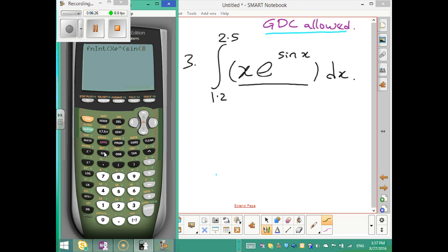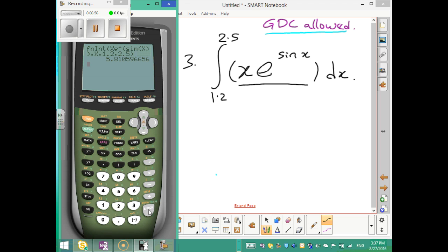So sine x, bracket, and then with a comma, with respect to x, so I put x now, comma, and then the lower boundary in this case is 1.2, comma, the upper boundary is 2.5, comma, and then close bracket. And now we have to make sure that our mode is in radian. So here is radian. So enter, and now we can press enter and let it calculate.